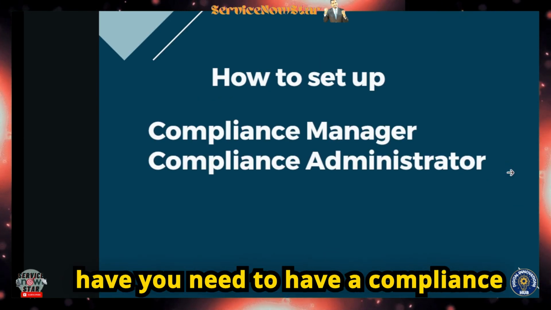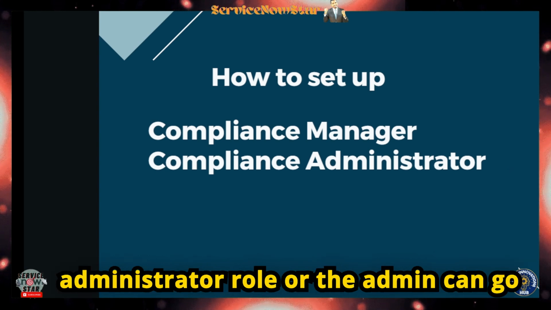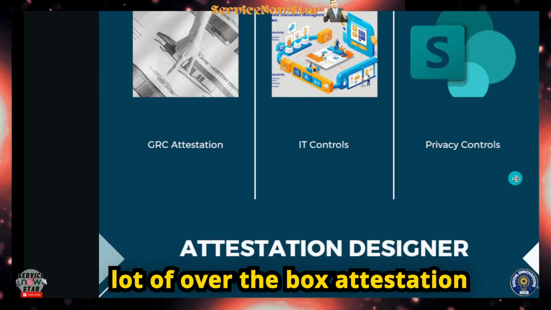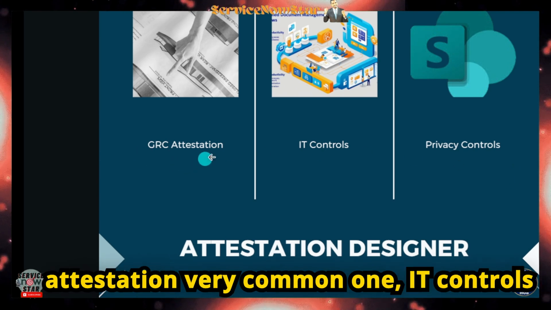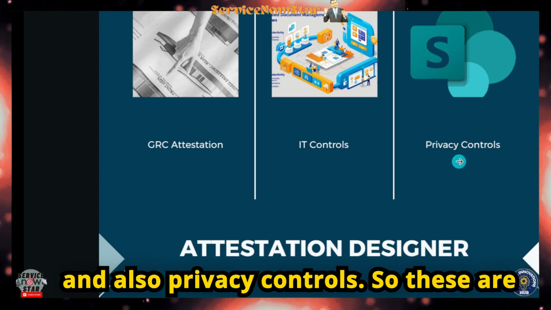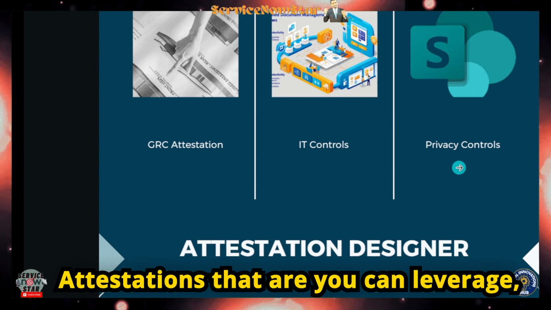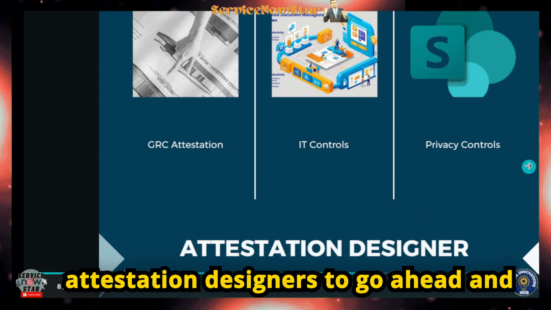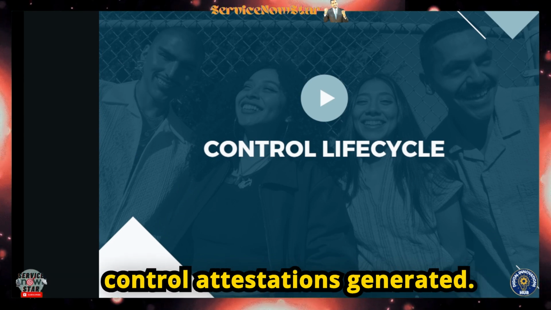Now, how to set it up? To set it up, you need to have either a compliance manager role or a compliance administrator role, or the admin can go ahead and set it up for you. There are a lot of out-of-the-box attestations, like the GRC attestation, a very common one, IT controls, and also privacy controls. These are a few of the control attestations you can leverage, but you can also use the attestation designer to create or generate these control attestations.